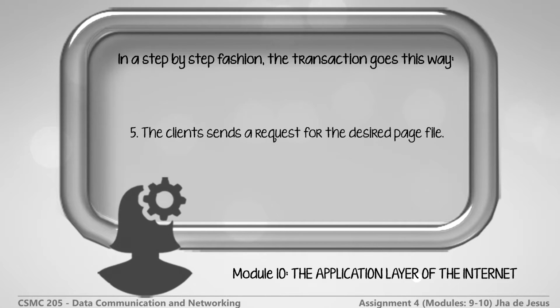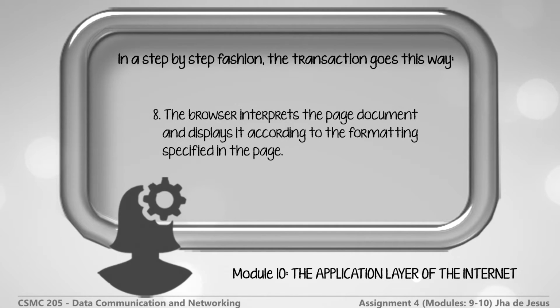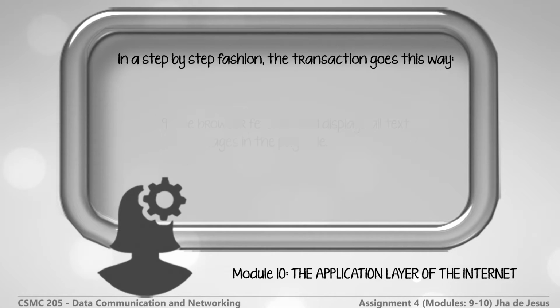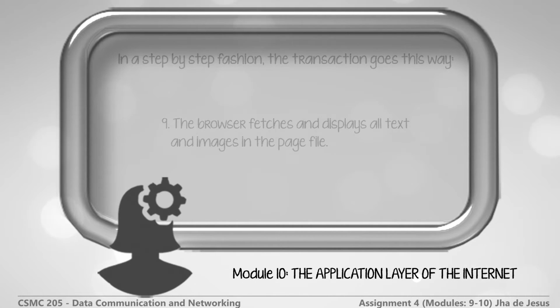Fifth, the client sends a request for the desired page file. Next, the server sends the file and then the server closes the connection. Eighth, the browser interprets the page document and displays it according to the formatting specified in the page. Last, the browser fetches and displays all text and images in the page file.